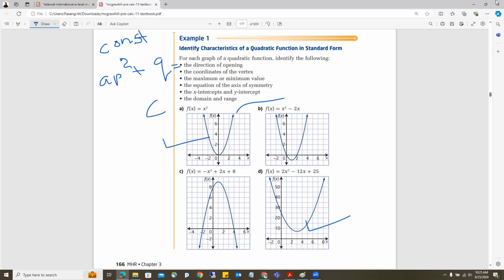Okay, what do you think for the first one? f(x) is equal to x squared.